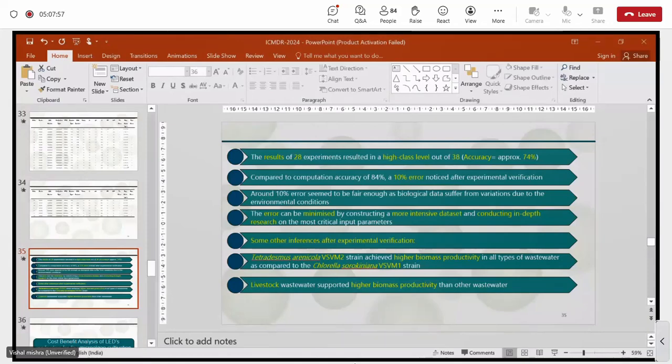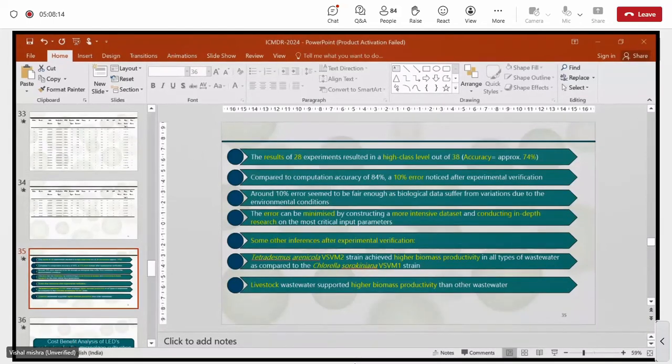So that actually hampers the modeling efficiency. Now, around 10% errors seem to be fair enough, as biological data suffers from variations due to environmental conditions. Just to summarize in two lines, error can be minimized by constructing a more intensive data set and conducting in-depth research on the most critical input parameters.